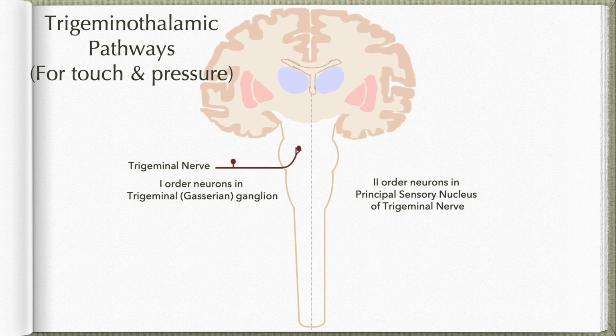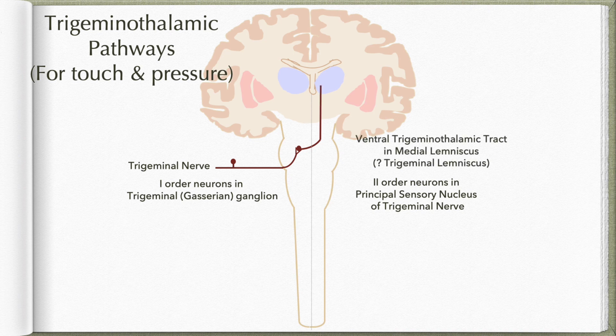From here, most of the fibers which begin cross the midline, forming the ventral trigeminothalamic tract. These fibers will join with the medial lemniscus, although some of the authors believe that they join with the trigeminal lemniscus. They ascend and reach the thalamus, where they relay in the ventral posteromedial nucleus of the thalamus. So the neurons of the VPM nucleus will form the third order neurons.